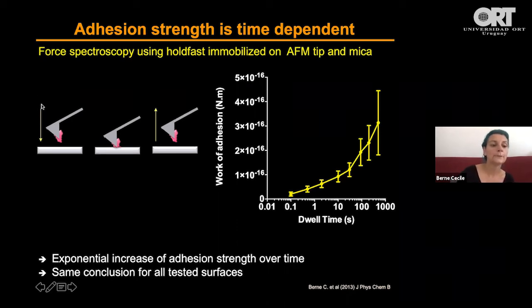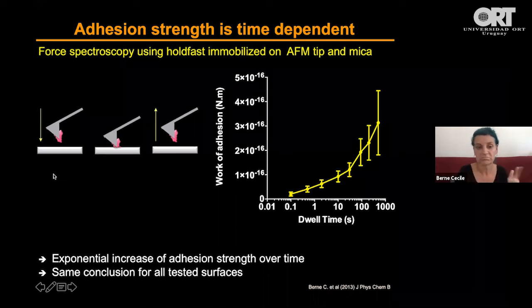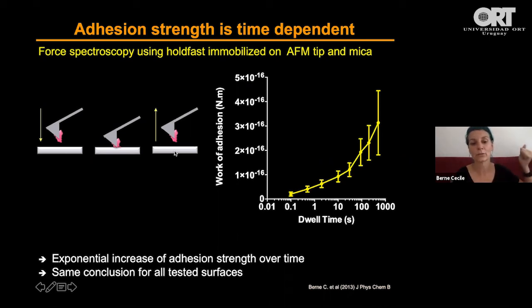So what we did here, we press on the surface, we just wait for some time, and the time we wait while we press in contact with the surface is what we call the dwell time. And then we retract and we measure the force we need to retract those samples, and this will translate to the adhesion force. And what you can clearly see here is that the longer we press on the surface, the more force we need to be able to retract the tip.